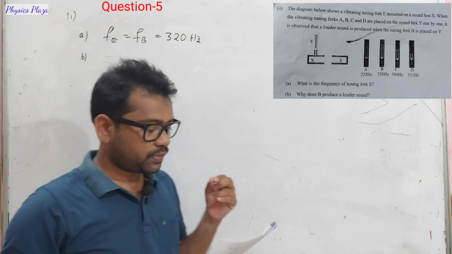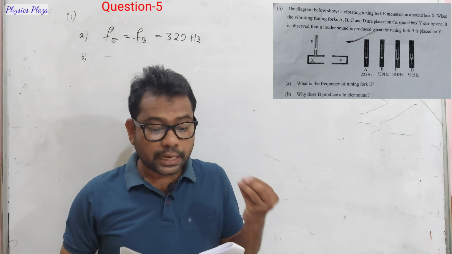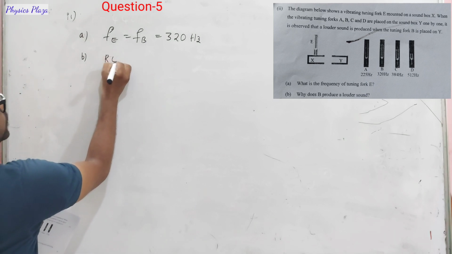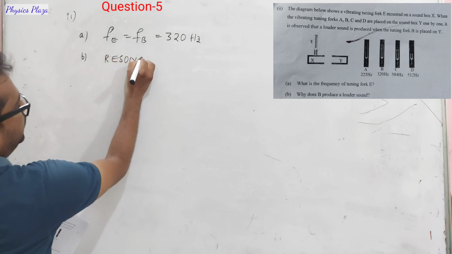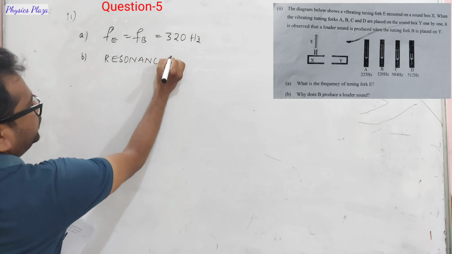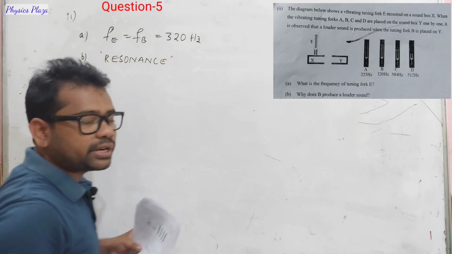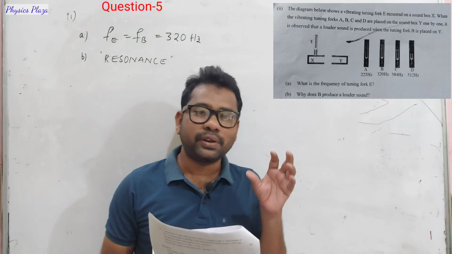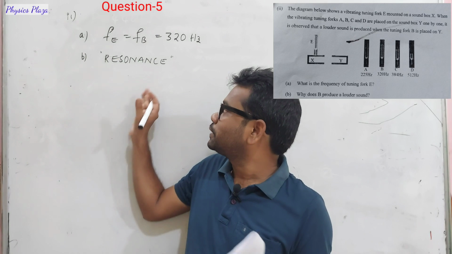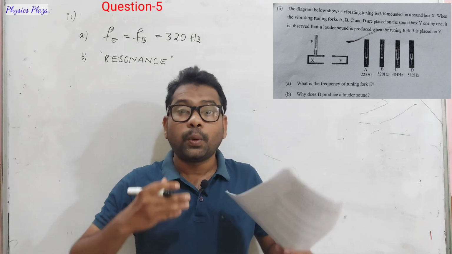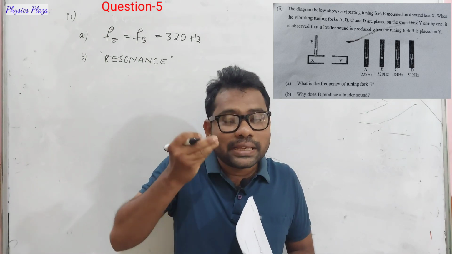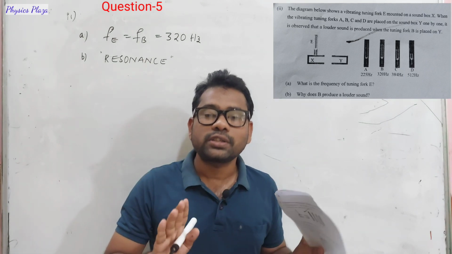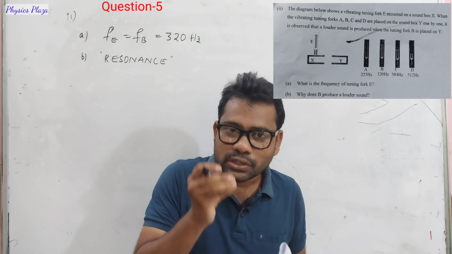Now question B. Why does B produce a louder sound? Children, it is because of what? Resonance. But you need to write a little bit of extra information regarding this. What is that? As the frequency of B matches with the frequency of E, both will be in resonance, due to which both will be vibrating with increasing amplitudes. Children, when amplitude increases, then only a louder sound is produced. So this is the information which we have to write.